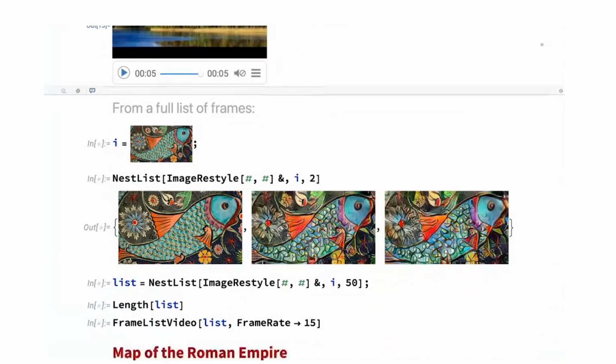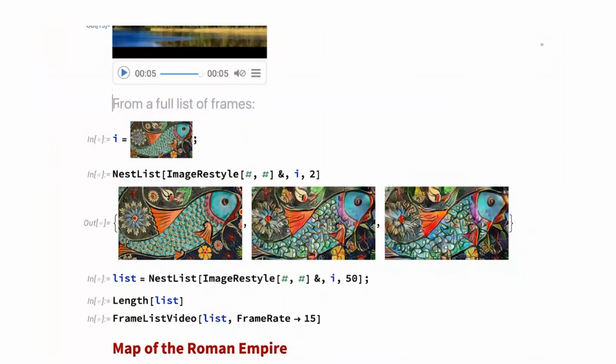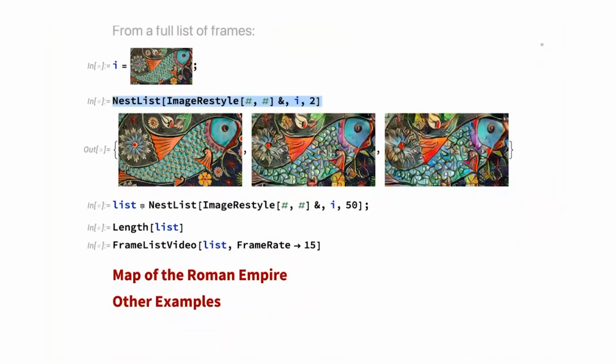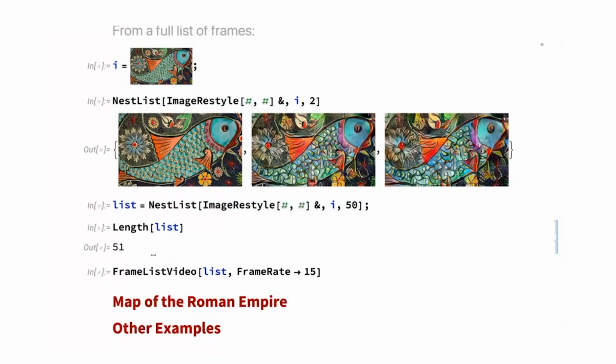The third function that takes us from a series of images to videos is frame list video. There we have a full list of frames, one by one, that need to be encoded into a video object. Here, for instance, I'm nesting an operation like image restyle on that fish image. I do it 2 times, so I get 3 images, including the initial seed. If I repeat that 50 times, I get 51 images back.